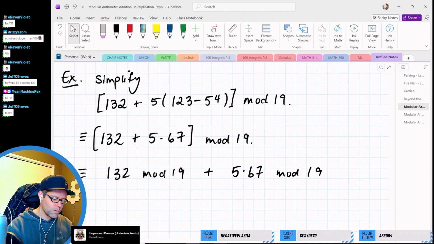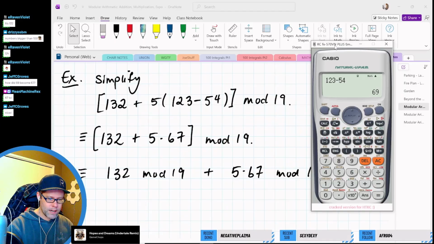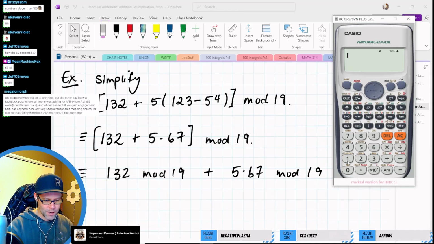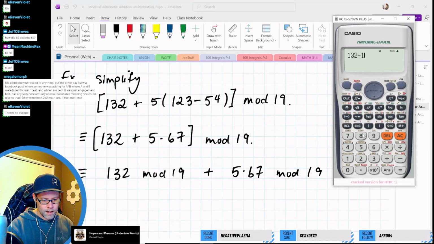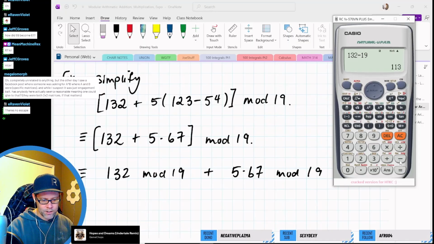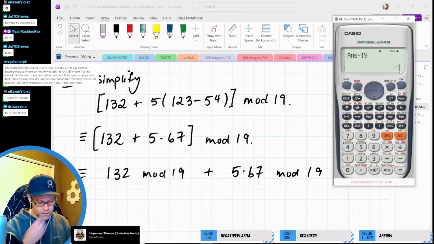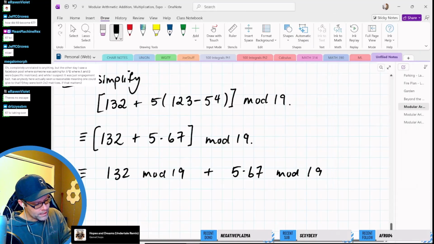So how does 132 work here? How many 19s? I'm not as familiar with my 19s times table as I am with my 17 times tables. I mean, there's not a lot here. I can just do this until I get to 18. So 132 is 18 mod 19.